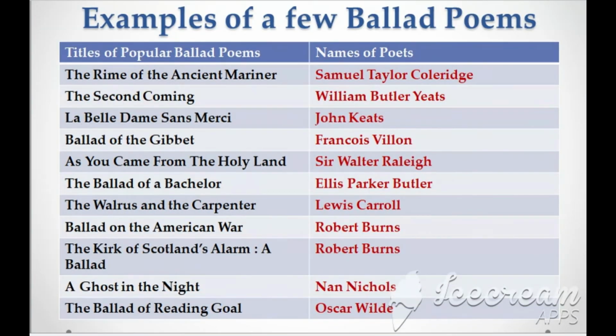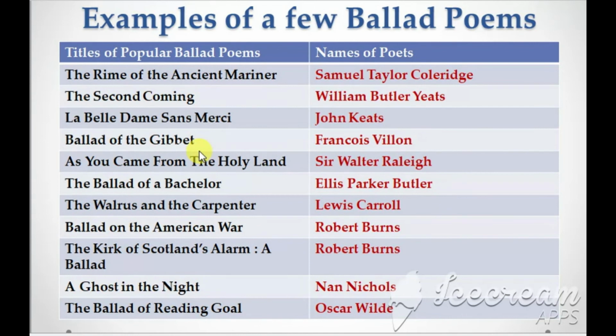Now let us take a look at some popular examples of ballad poems. For example, we have the Rime of the Ancient Mariner. This was composed by Samuel Taylor Coleridge. This is a literary ballad. Then we have The Second Coming, composed by William Butler Yeats. La Belle Dame sans Merci, composed by John Keats.